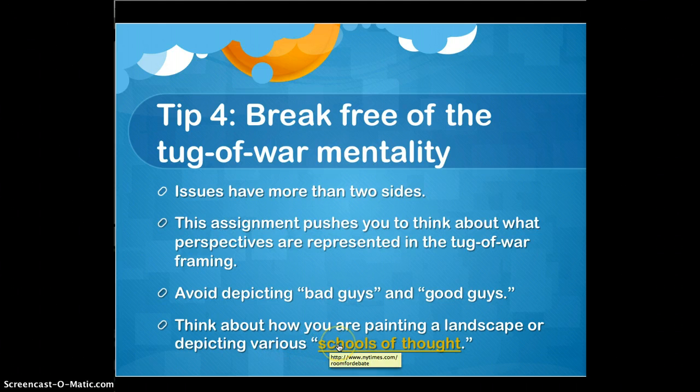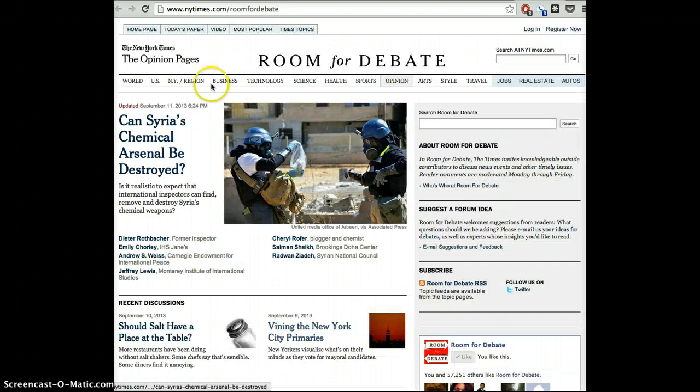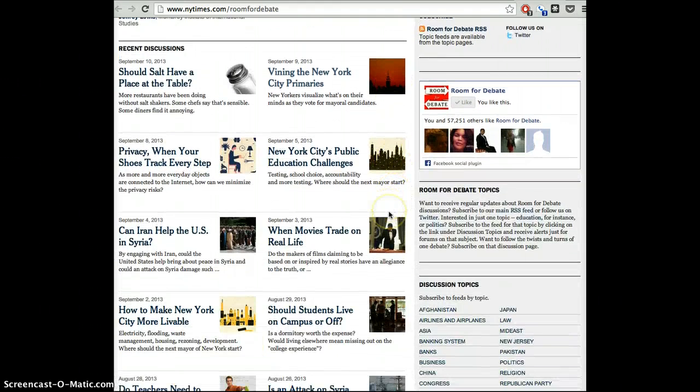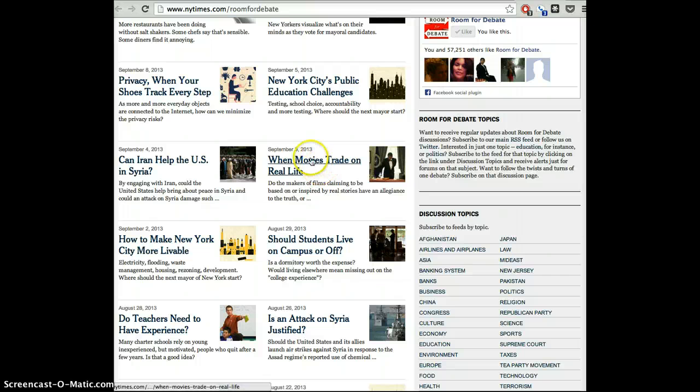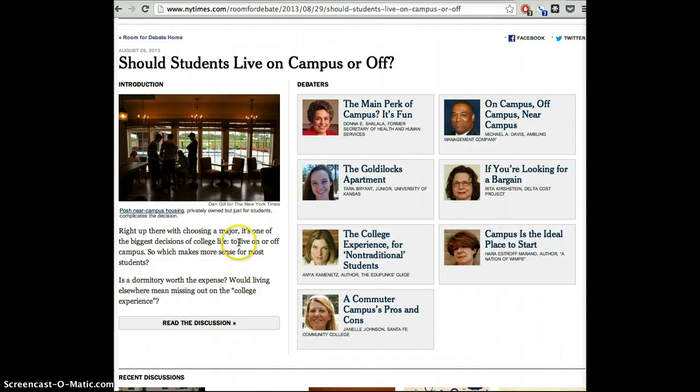And here it might be really helpful for you to look online at this New York Times page called Room for Debate, and I'll let you explore this on your own. Room for Debate is a blog that has a series of issues. Should students live on campus or off? When you look at an issue, you get a little blurb about the most general approach to the issue, but then there are a series of perspectives from different people.